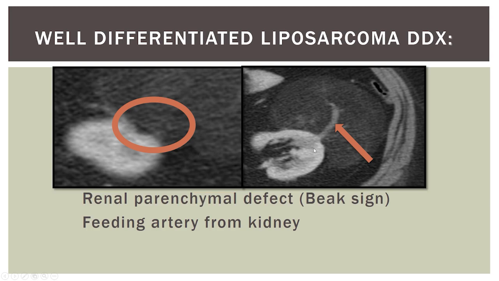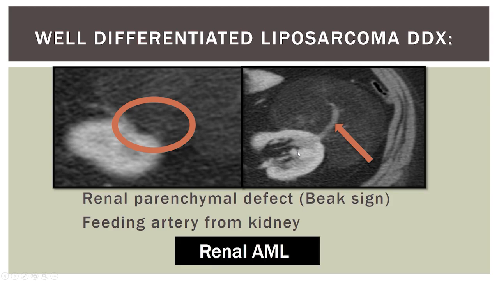The other finding is the feeding artery sign that is connected to the left kidney in this case. So this large fatty mass is arising from the left kidney. It's not a liposarcoma. These two are renal AMLs.